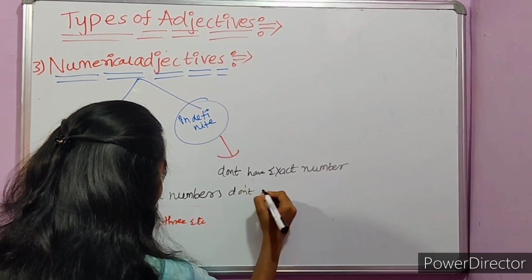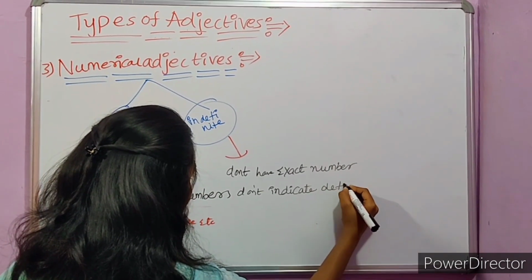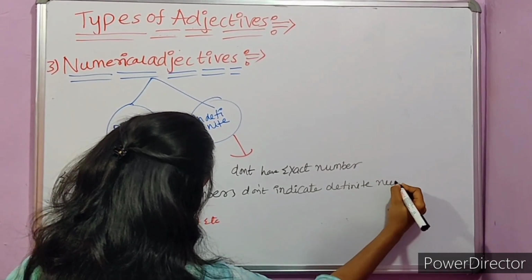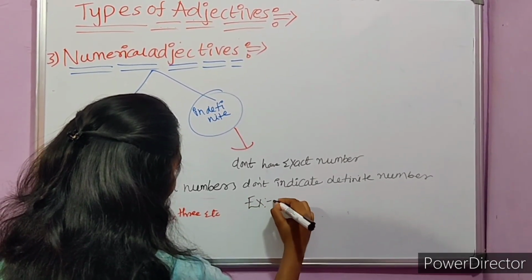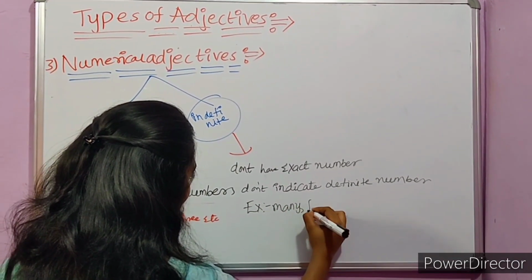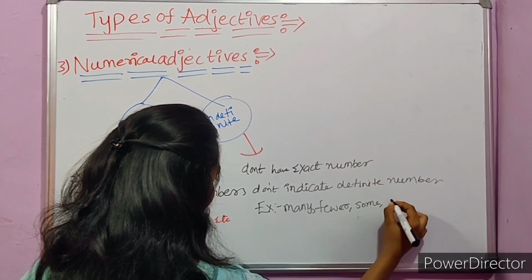And indefinite numerical adjectives do not have an exact number. They do not indicate a definite number. For example, many, fewer, some, etc.